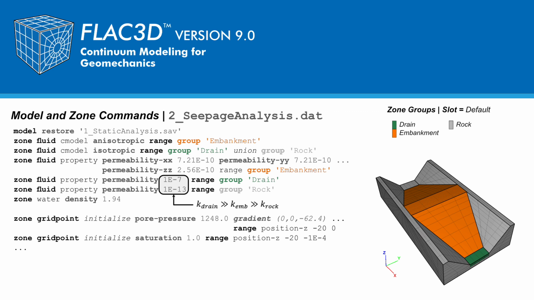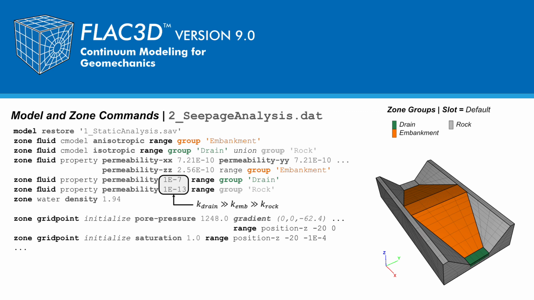1. The pore water pressure changes by minus 62.4 pounds per feet squared per foot as we move vertically upwards with a maximum value of 1,248 pounds per feet squared. And 2, this initial condition is only specified below the embankment, that is z equals minus 20 feet to z equals 0 feet.